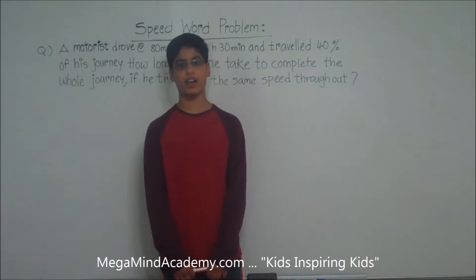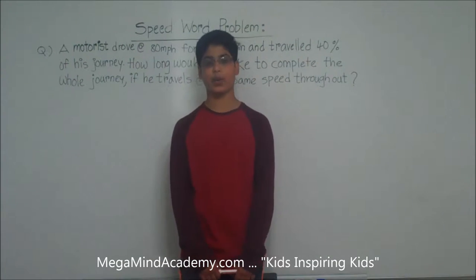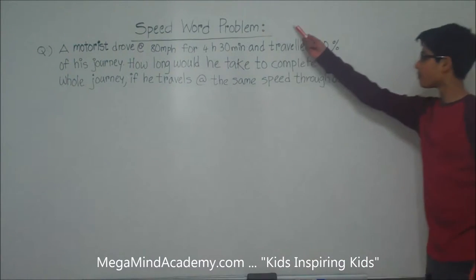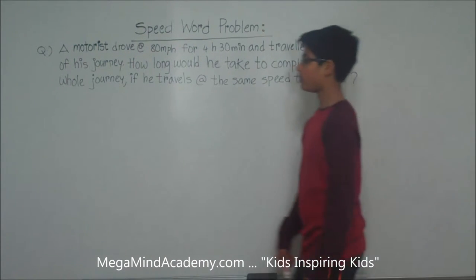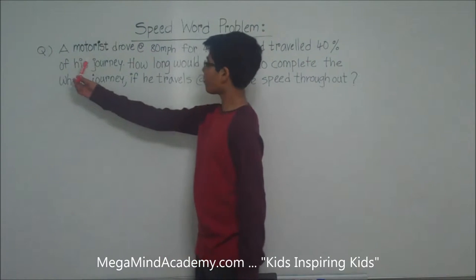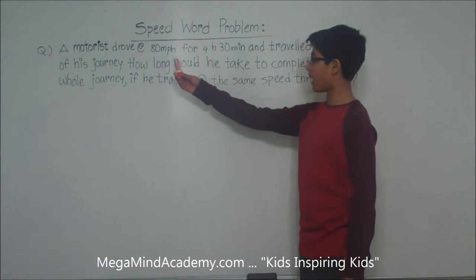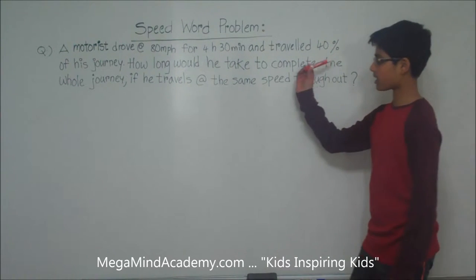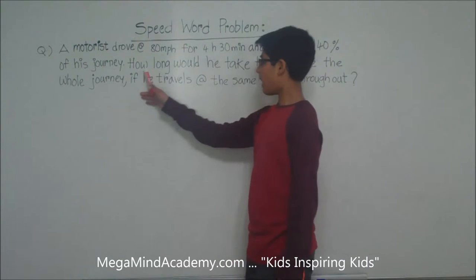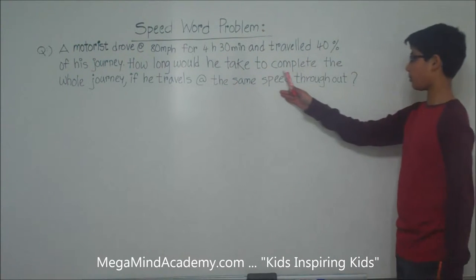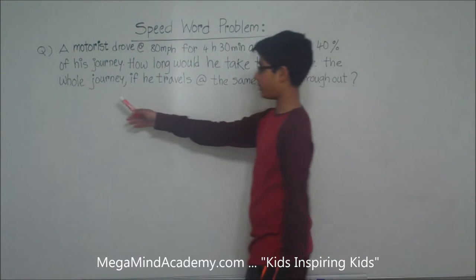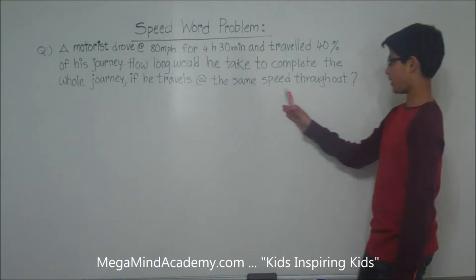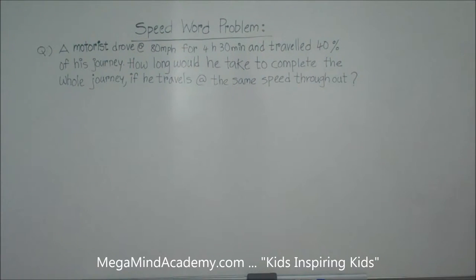Today we're going to learn about speed word problems. Let's say we have a problem like a motorist drove at 80 miles per hour for 4 hours 30 minutes and traveled 40% of his journey. How long would he take to complete the whole journey if he travels at the same speed throughout the journey?